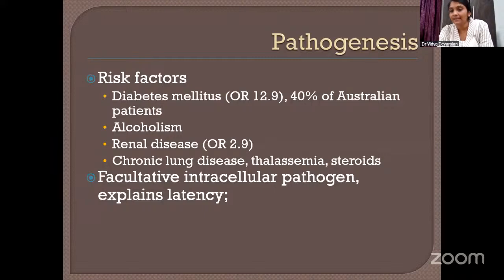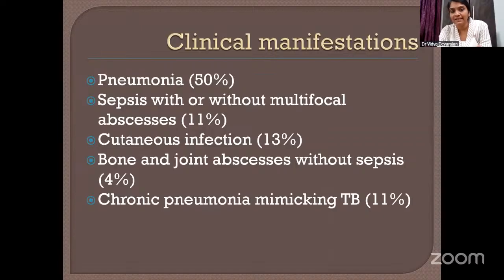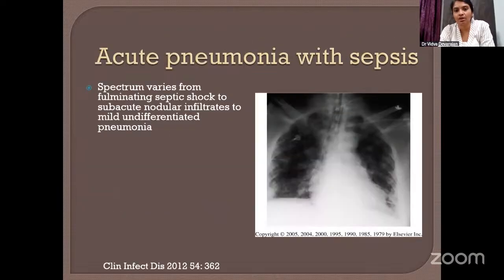Risk factors: ethanol, diabetes mellitus, renal disease, chronic lung disease, steroids. It's an intracellular pathogen. That is why they have latency. They can present with pneumonia, sepsis with or without multifocal abscesses in about 10%. You may have cutaneous infections, bone and joint infections, chronic pneumonias, acute pneumonia with sepsis.